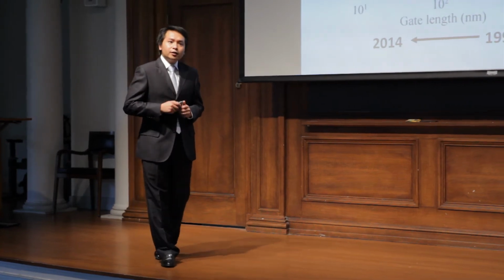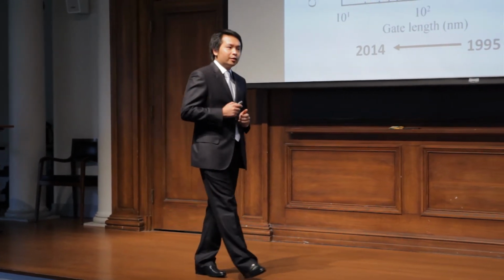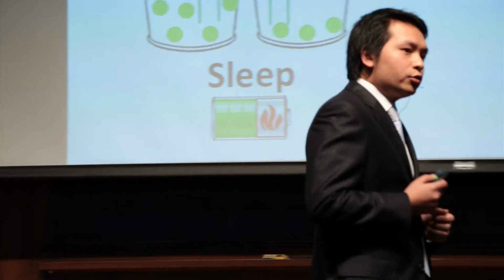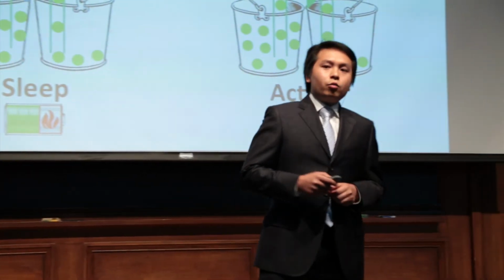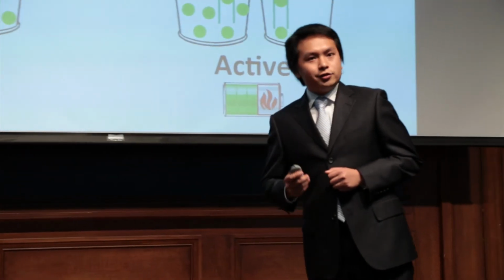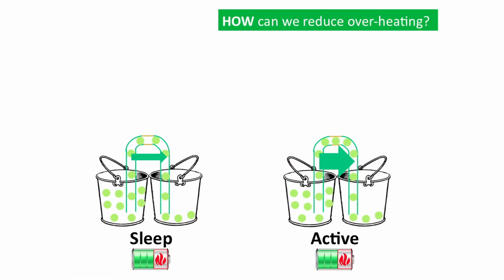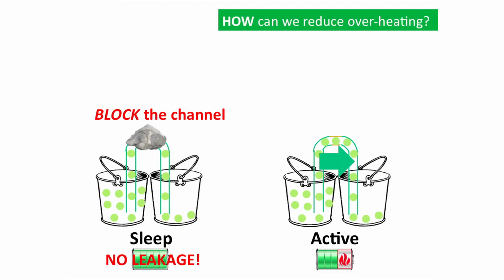So overheating is a problem. It's a bad thing. But how can we reduce it? We know that leakage current generates extra heat. What if we can stop the leakage current in the channel? Then we can reduce the overheating. Obviously, by only emptying the channel, it won't do the job. We need to use something else to block the channel so that there will be no leakage current.